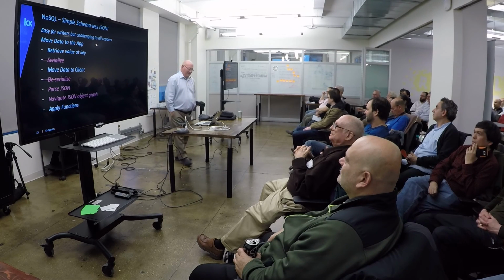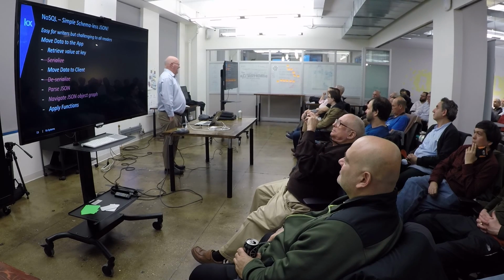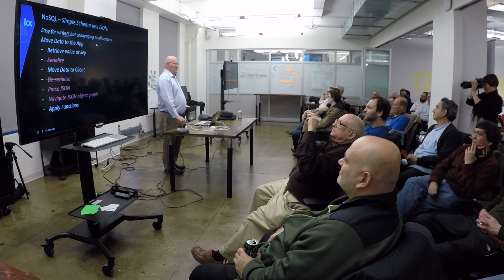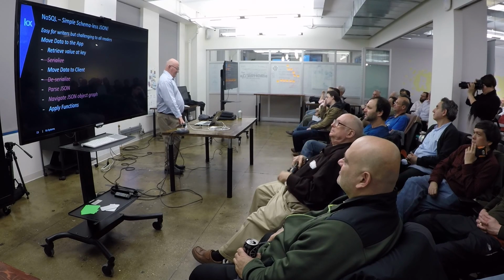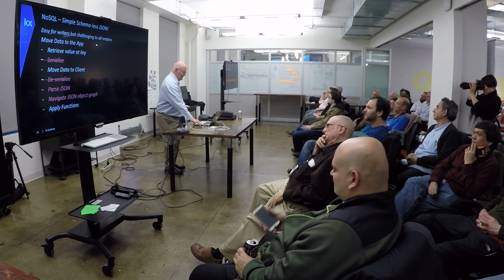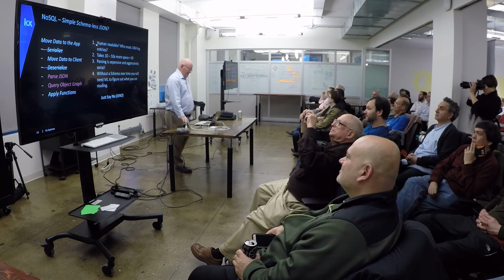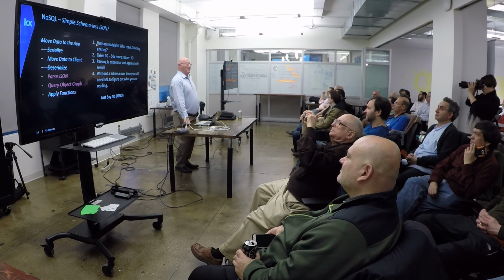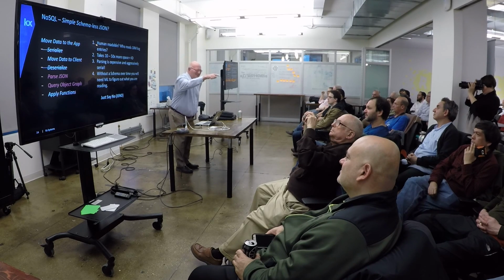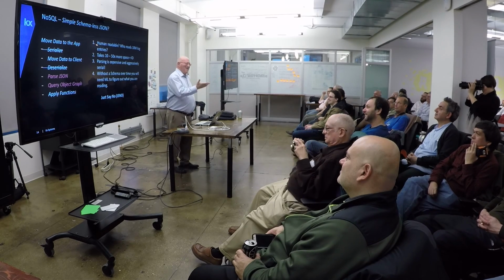NoSQL. Schema-less JSON. Easy for writers, really challenging for readers. Serialization, move the data, deserialize, parse, all of these things. Human readable, but who really wants to read 100K log entries? Or 10 million log entries? Boy, the screen there, look, see, this one's off. I can't even find it with Splunk. How am I going to see it with my eyes?